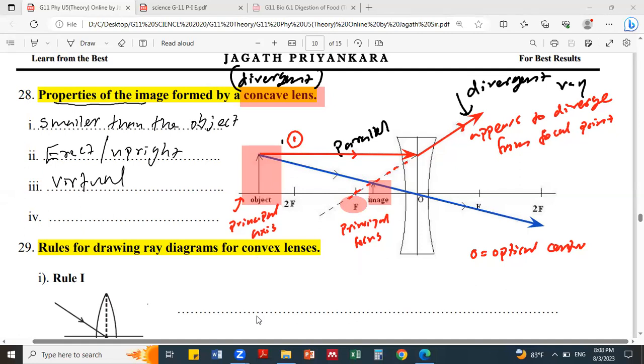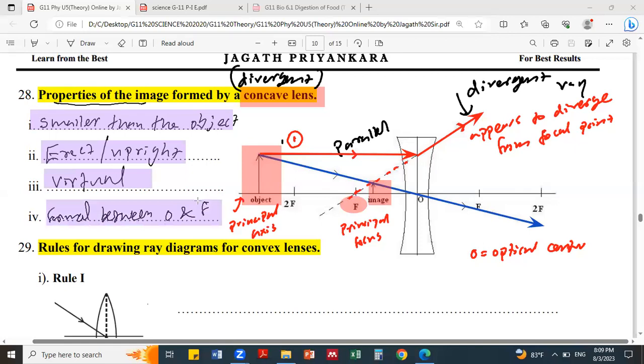The next one, this image is formed where? Between O and F. That is also important. Formed between O and F, or you can write within the focal length. Image is formed between O and F. So these are the properties of the image formed by a concave lens. If you want, you can write only one ray diagram for concave lens. Okay, I'll put an arrow towards this. There's only one ray diagram for concave lens.